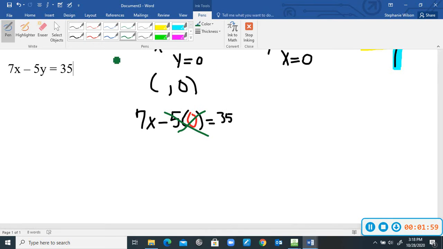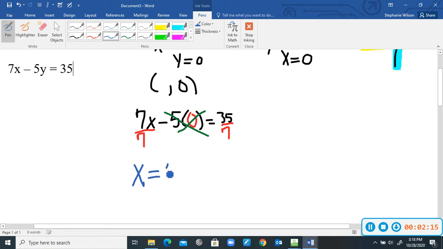To undo the multiplication, I need to divide by that 7, because we need a positive 1 coefficient on x. And what I do to one side, I do to the other. And 7 goes into 35 5 times. So now I know what x is. So my x-intercept is when x is 5 and y is 0.